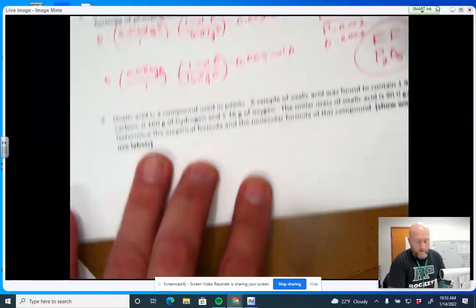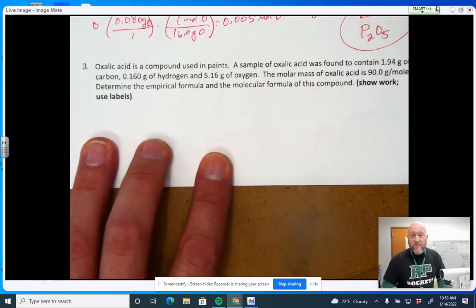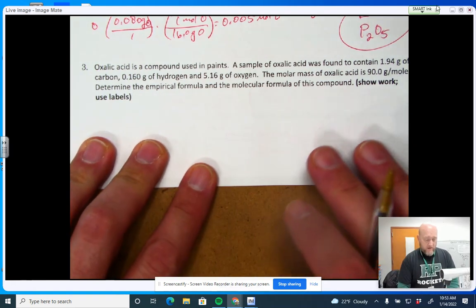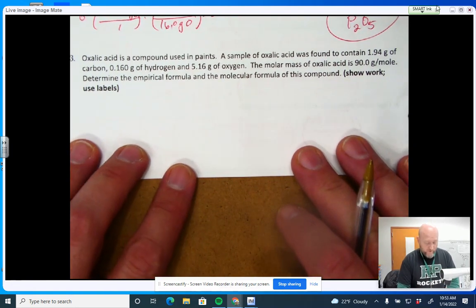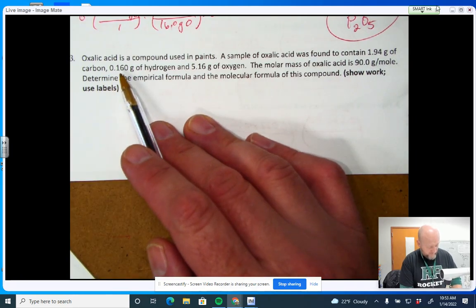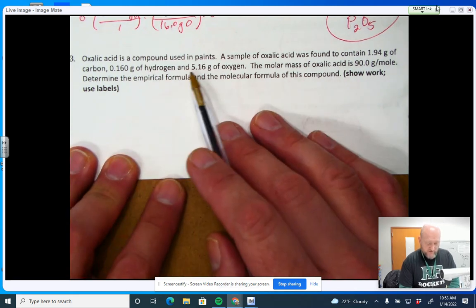All right, so here we are in unit number 5, practice test part 2, and we are on question number 3. Question 3 says oxalic acid. Oh, sorry, I gotta start my timer here real quick. Oxalic acid is used in paints.